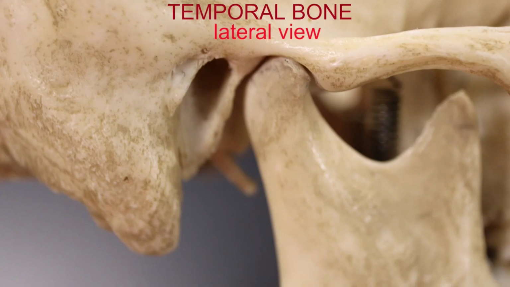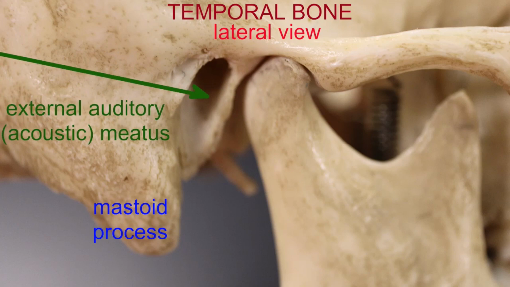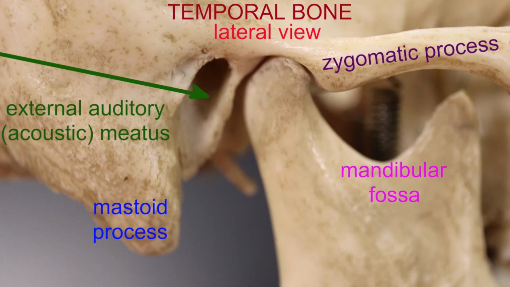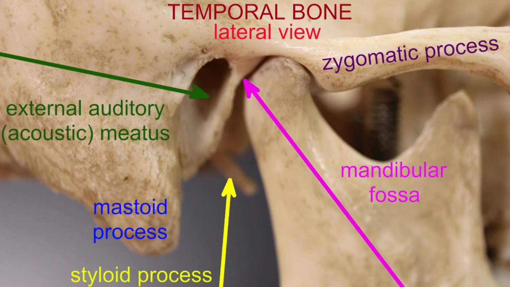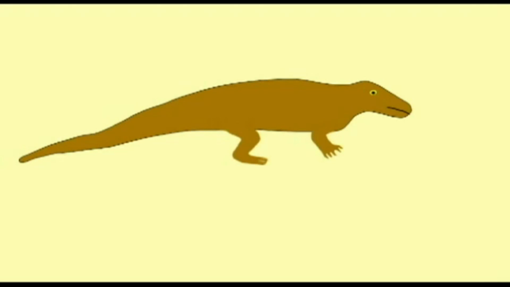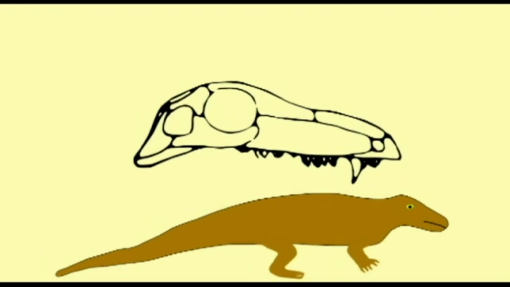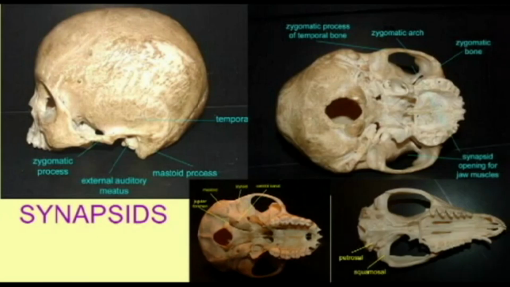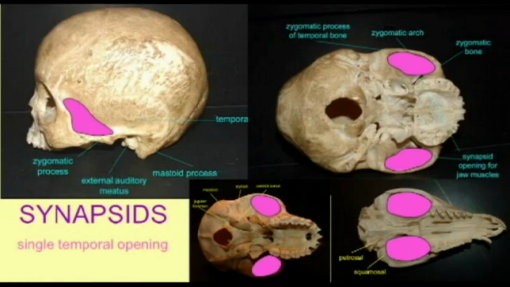So, for example, the temporal bone has a zygomatic process, which contacts the zygomatic bone and helps to form the zygomatic arch. This arch creates a hole in the skull, something known as the synapsid opening, which the ancestors of mammals evolved and which all mammals have.